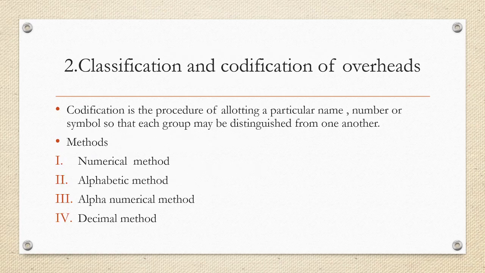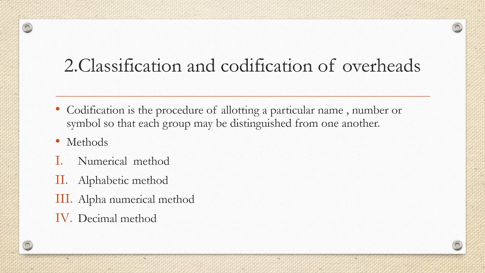Now once we have classified the overheads, these overheads are given a code, that is, codification of overheads is done. Now we'll see what this code is. Codification is the procedure of allotting a particular name, number or symbol so that each group may be distinguished from another one. So what is being done is a particular name or number or a symbol is given so that those expenses can be distinguished from one another. There are different methods used in order to codify the overheads. So we have the numerical method wherein numbers are given. So overheads are codified using numbers.